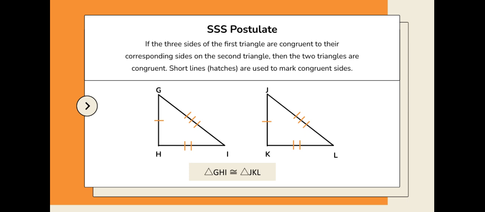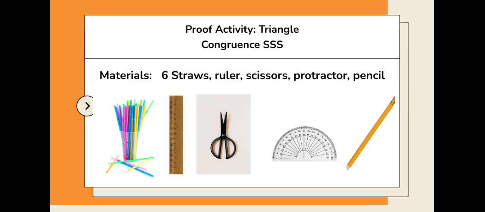Then, as well as the side-side-side postulate, students should be familiar with what they are trying to prove or disprove, the definition of it, visual, and notation for the postulate. The activity uses 6 straws, a ruler, scissors, protractor, and a pencil.